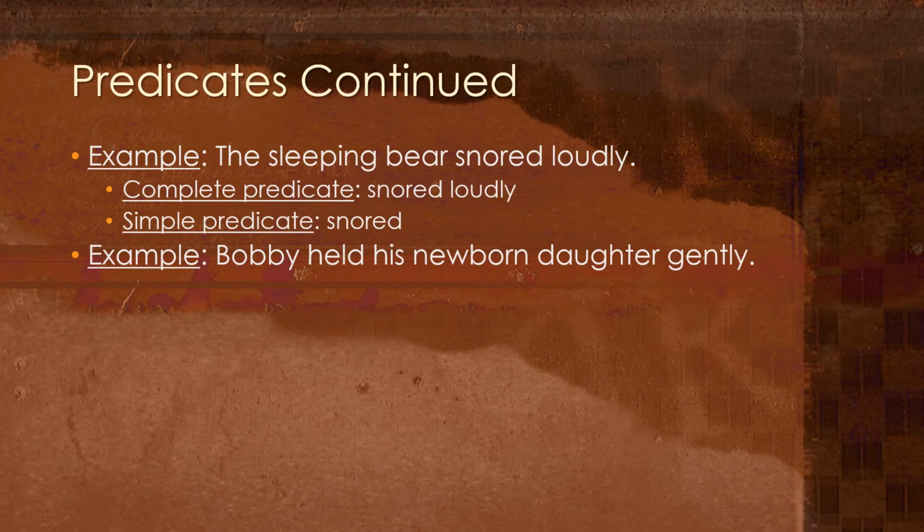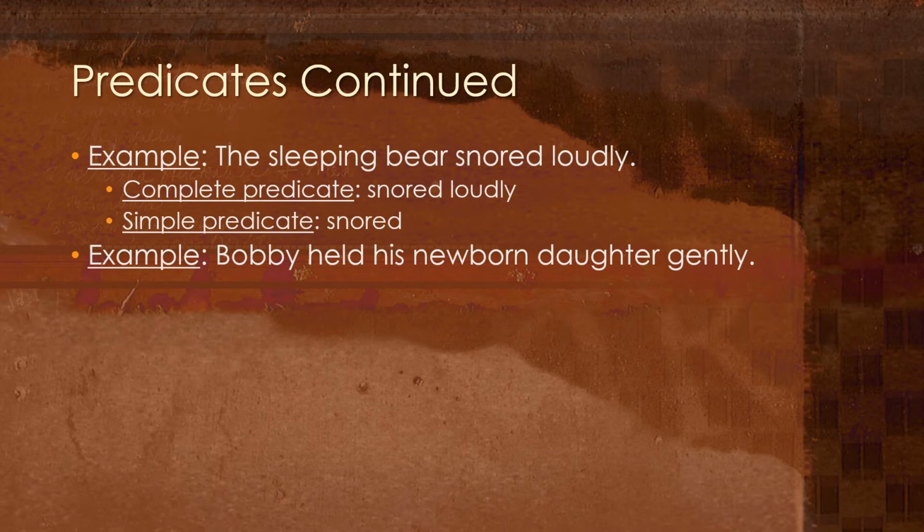Bobby held his newborn daughter gently. This one's a little bit different because if we look at the subject here, the subject is the noun performing the action. And in this case, it's Bobby. And if you notice, Bobby doesn't have any kind of description words attached to him. He's just Bobby. So Bobby acts both as our complete and our simple subject. In this case, we can just call it the subject.